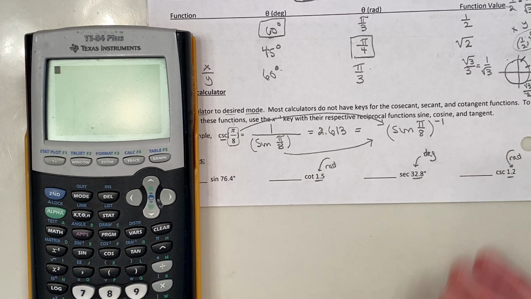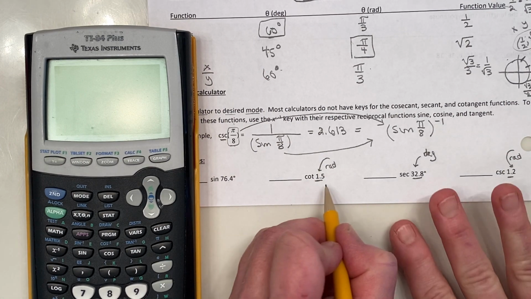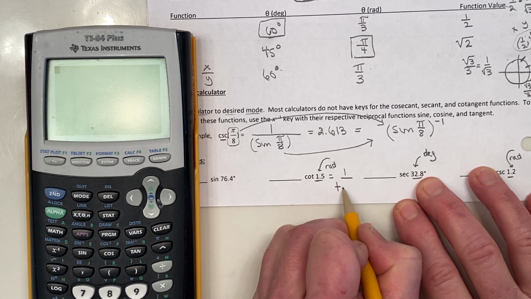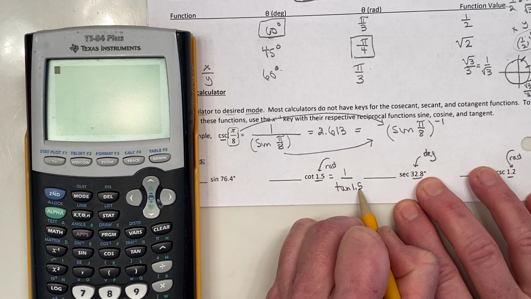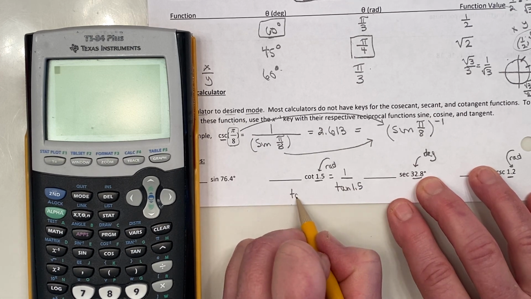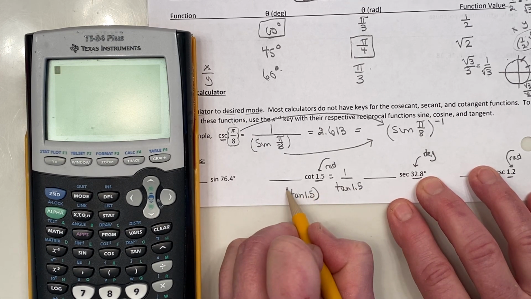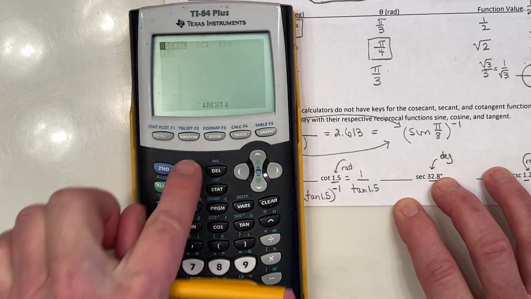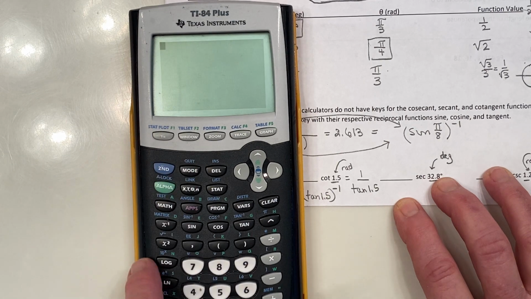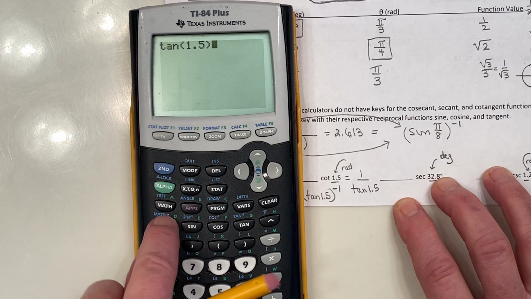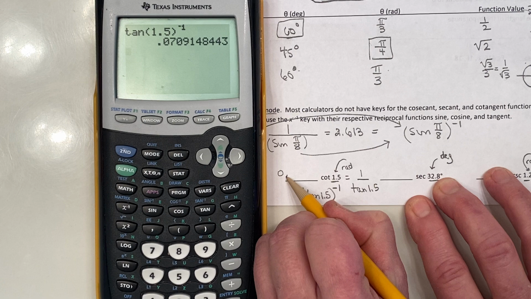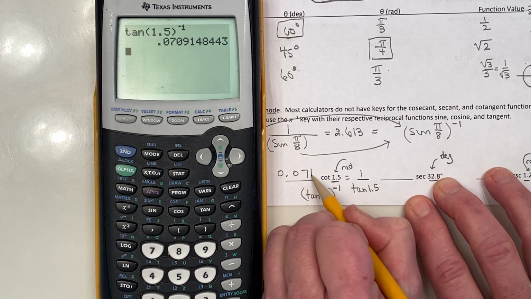All right, cotangent of 1.5. I need to see either one of two things. I need to see that you've either changed this to the fraction 1 over tangent, its reciprocal, 1.5 radians, or you need to record tangent 1.5 to the negative 1 power. Either way. I'm in radian mode, correct? Yes, I haven't changed that. So I'm going to go ahead and just do tangent 1.5, close my parentheses, reciprocal key, 3 decimals. 0.071.